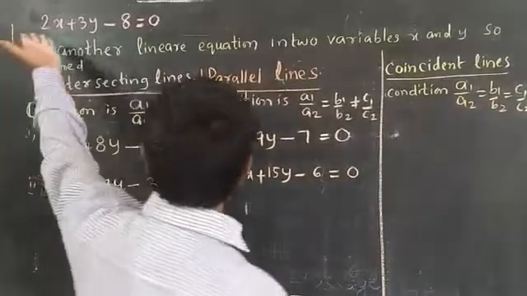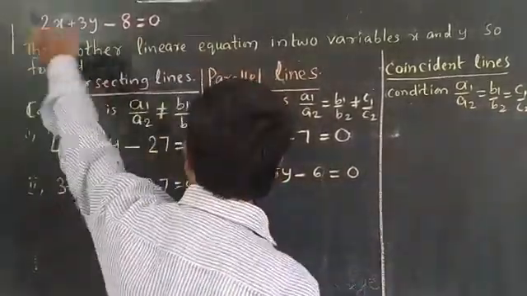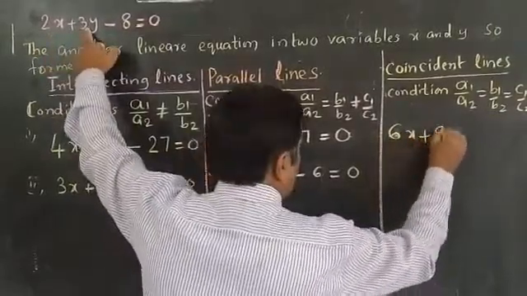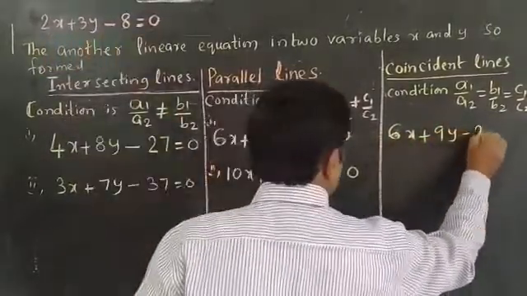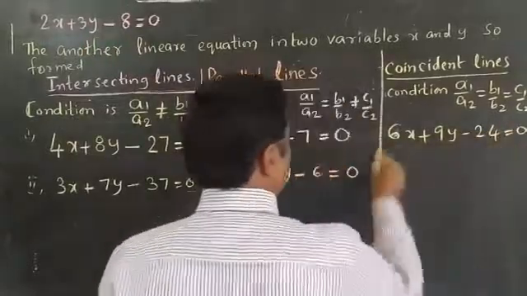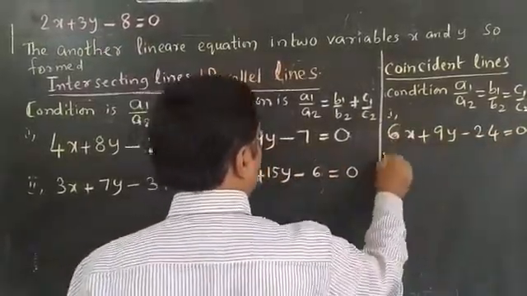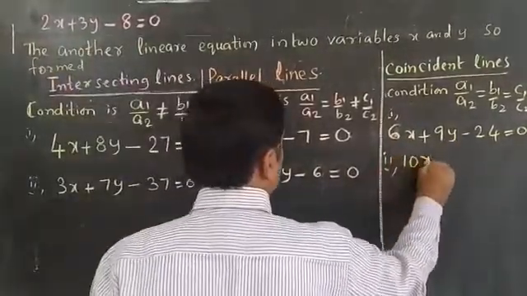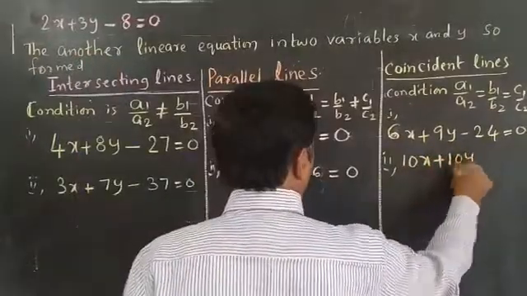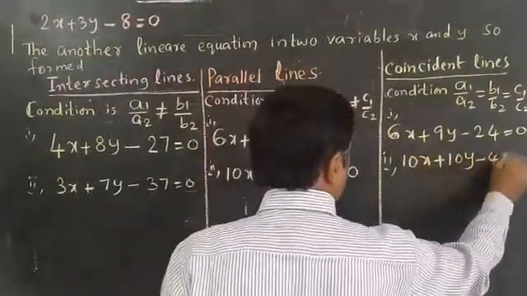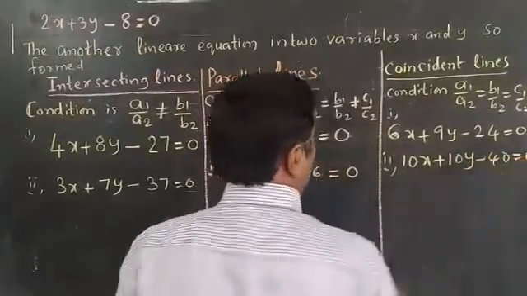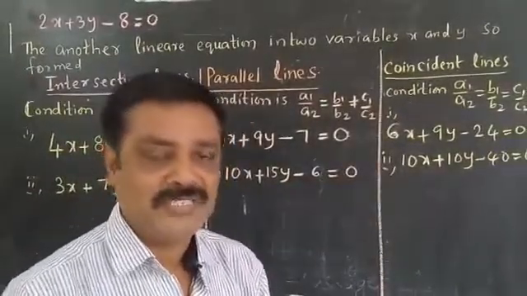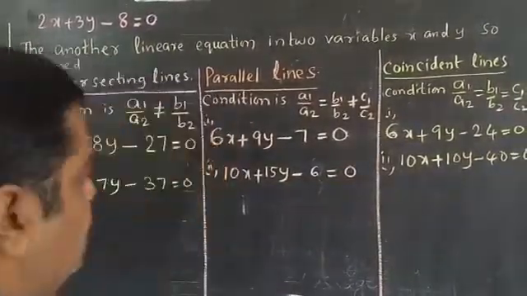Very simple. Multiply all numbers by the same number. For example, multiply by the 3 table. 3 twos are 6x, plus 3 threes are 9y, minus 3 eights are 24. Is it clear? This is one of the answers. For the second answer, you multiply by another number. For example, 5 twos are 10x, plus 5 threes are 15y, 5 eights are 40. Is it clear for all? How many such answers can we create? Infinitely many solutions. Is it clear for all? Check once.